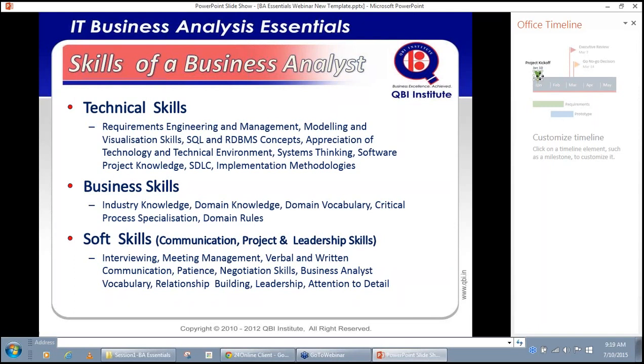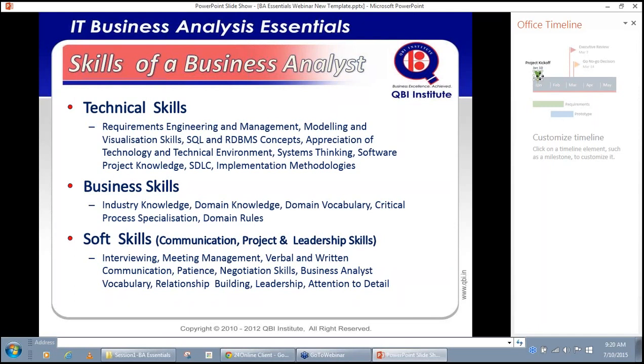Then for business skills, you need to have industry knowledge. You need to have domain knowledge. You need to be aware about the domain vocabulary, critical processes of your domain, and rules of your domain. Then the third area is soft skills, which is sometimes difficult to define, but very important. So these are what I call communication, project, and leadership skills.